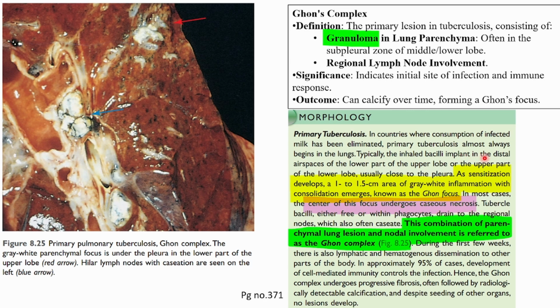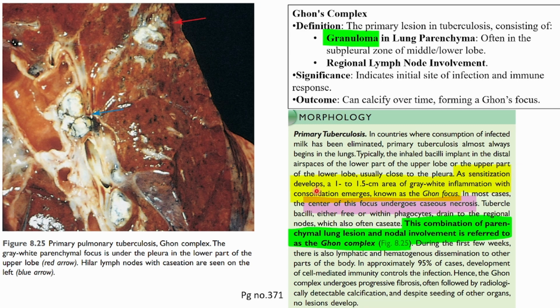Typically the inhaled bacilli implant in the distal air spaces of the lower part of the upper lobe. Where? In the lower part of the upper lobe. And why does TB usually happen in the upper lobe? Because tuberculous bacilli, Mycobacterium tuberculosis, are aerobes, they need oxygen. They need an oxygen-rich place to grow. Hence they are usually found in the upper lobe, and usually close to the pleura.